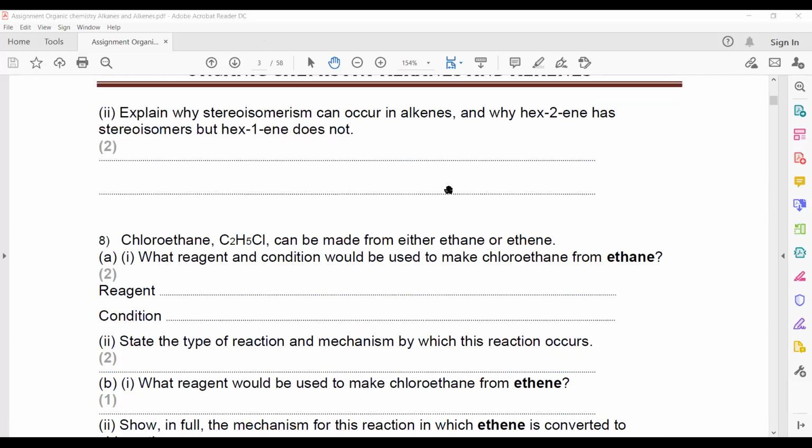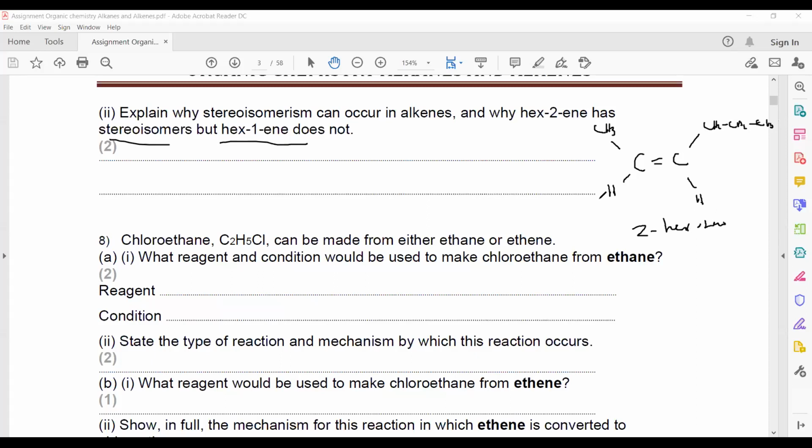In the next, they're asking why stereoisomerism can occur in alkenes and why hex-2-ene has stereoisomers but hex-1-ene does not. When I draw the structure of hex-2-ene, it can have cis or trans, sorry, E or Z. So CH2, CH2, and CH3. So this I made Z-hex-2-ene.